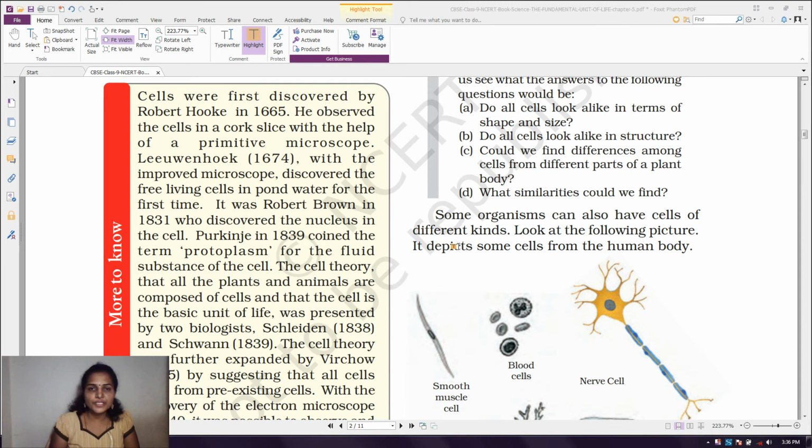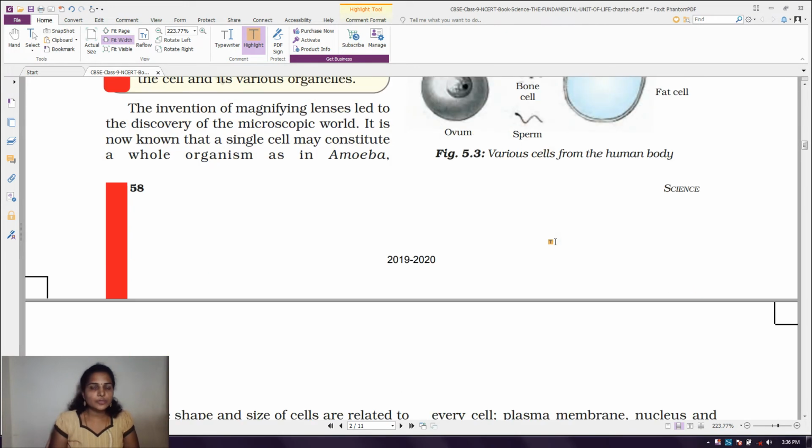Hi everyone, the continuation of the fundamental unit of life. So in the last session, I completed the cells has special three organelles, right?